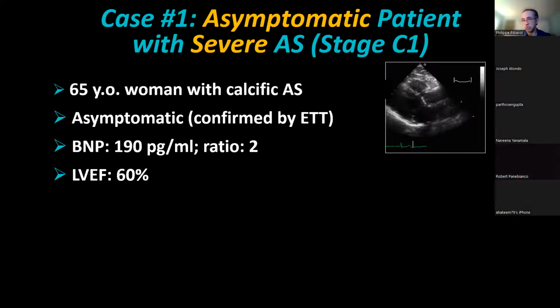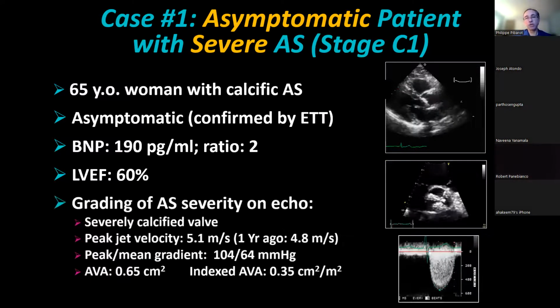65-year-old woman, history of calcific AS. As you see, the valve is calcified and thickened. She's asymptomatic, truly asymptomatic. This is confirmed by exercise testing. BNP ratio is 2, so kind of elevated for the age and sex of the patient. LVEF by biplane Simpson 60%, so preserved. And if we look at the valve, well, it is not looking good. Severely thickened, calcified, restricted opening.